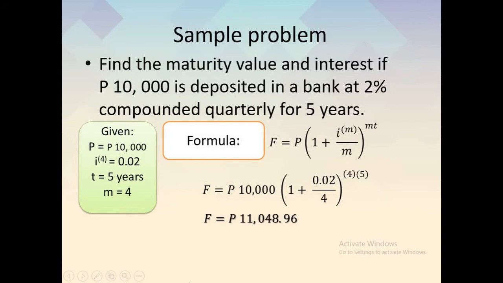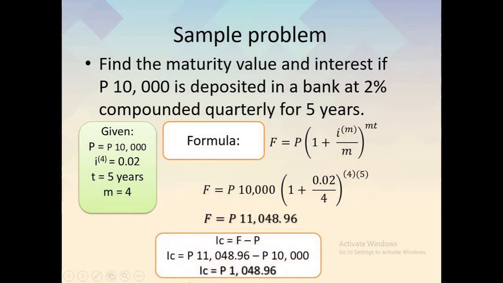Let's now compute the compound interest. That is equal to the future value minus the principal. So the future value is 11,048 and 96 centavos minus 10,000 pesos. The result is 1,048 and 96 centavos. So the compound interest is 1,048 pesos and 96 centavos.